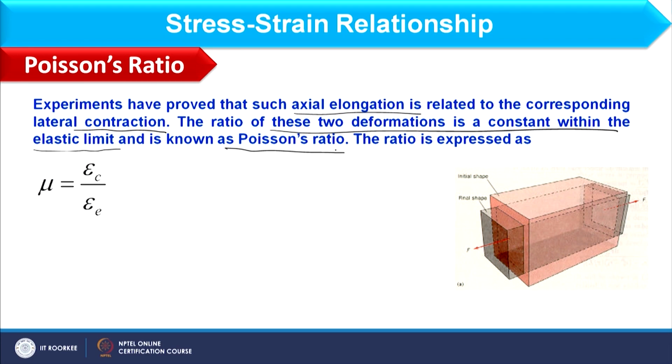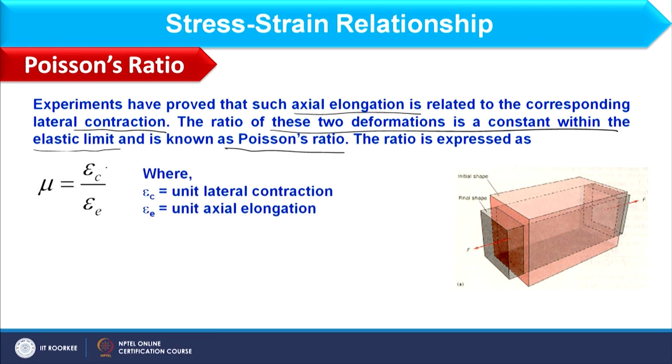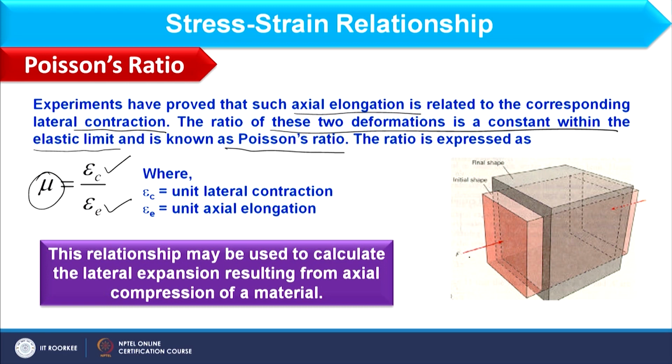Mathematically, we can define Poisson's ratio as lateral contraction by axial elongation. Lateral contraction by axial elongation is nothing but mu. This mu is basically Poisson's ratio, and it depends on the material. When I am applying compressive stress, mu is defined as lateral expansion divided by axial compression. So, in Poisson's ratio we need to consider lateral divided by axial, whether it is contraction or elongation.